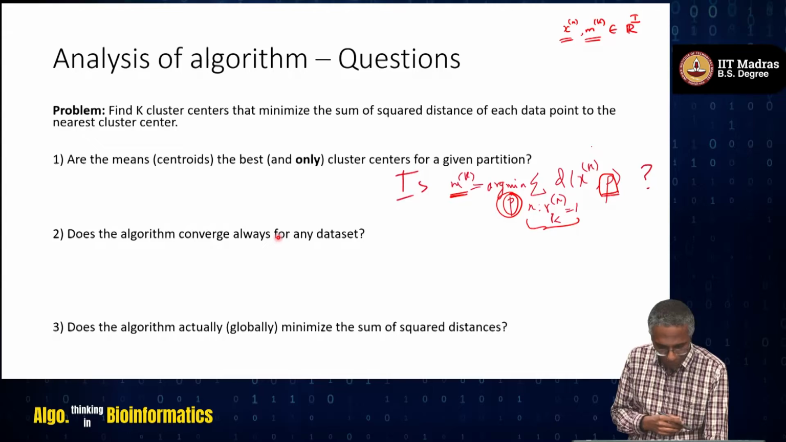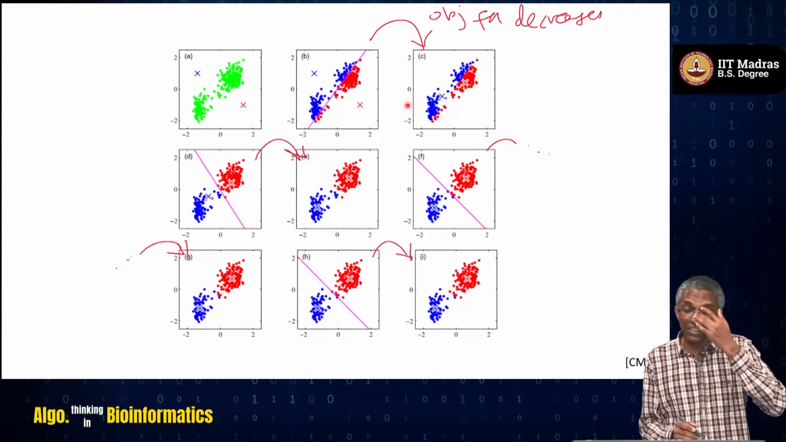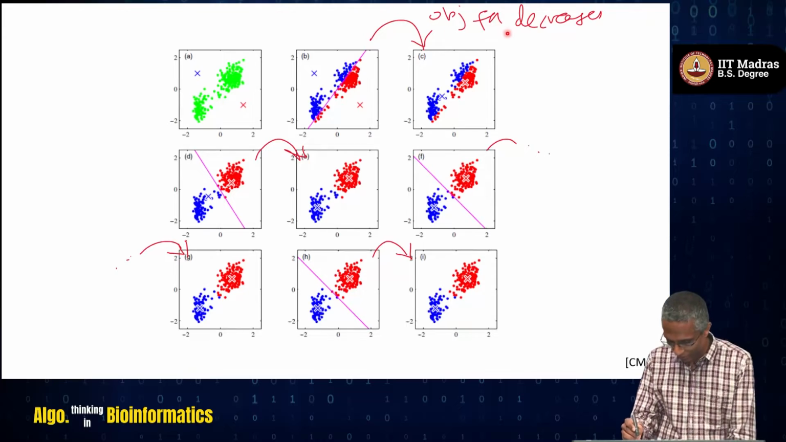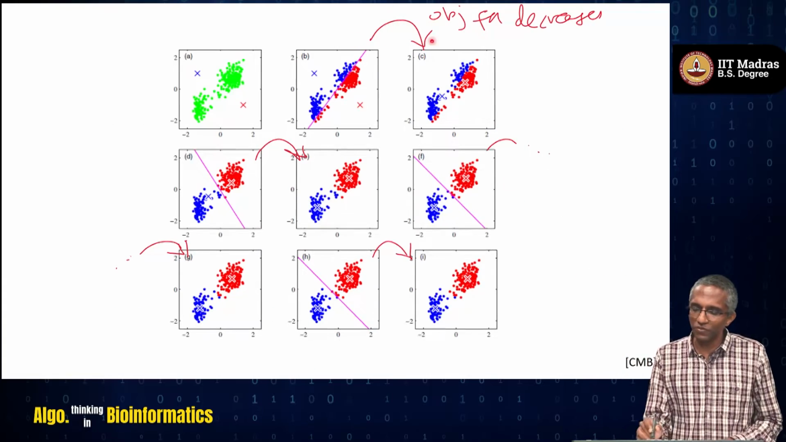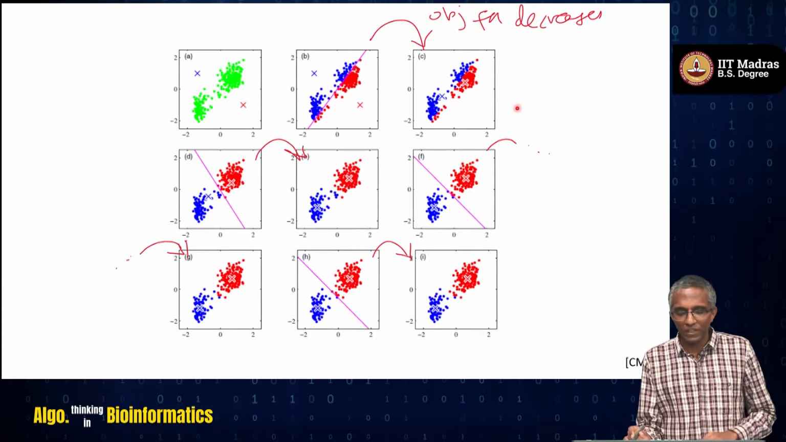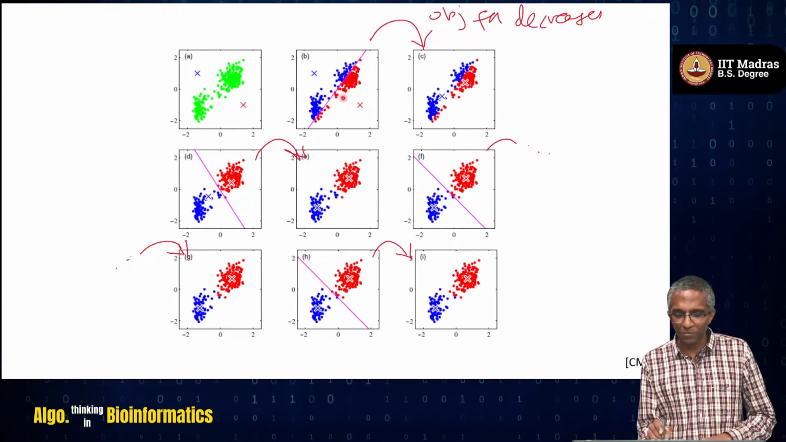One is, at every step of the algorithm, the objective function that we have just defined in the previous slide, the sum of squared distances of every data point to the closest center, will decrease. So, for instance, when you go from the assignment step to the update step, we are just getting these centers closer to the data points that they are responsible for.